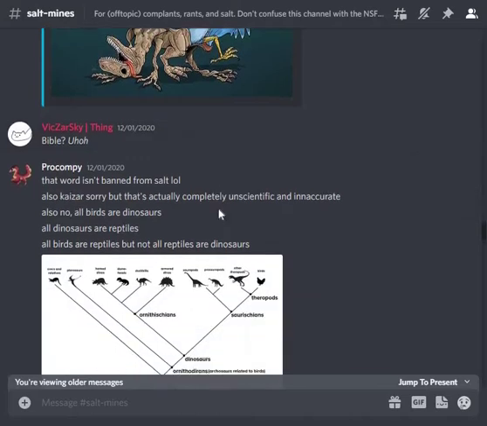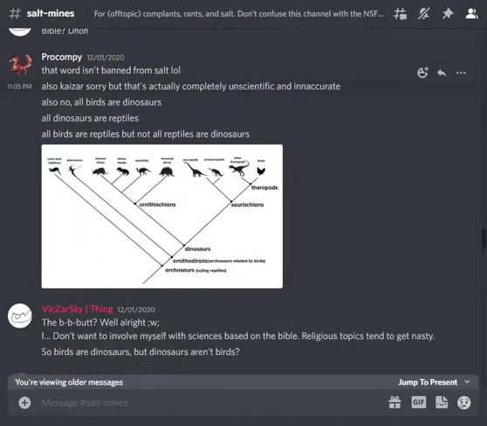Vixar Sky says, Bible. Procompi says, also, Kaiser, sorry, but that's completely unscientific and inaccurate. Also, no, all birds are dinosaurs. All dinosaurs are reptiles. All birds are reptiles, but not all reptiles are dinosaurs. So right off the bat, you can tell you're debating with someone that you can't be reasoned with. And I should have picked up on this quicker, but I didn't.